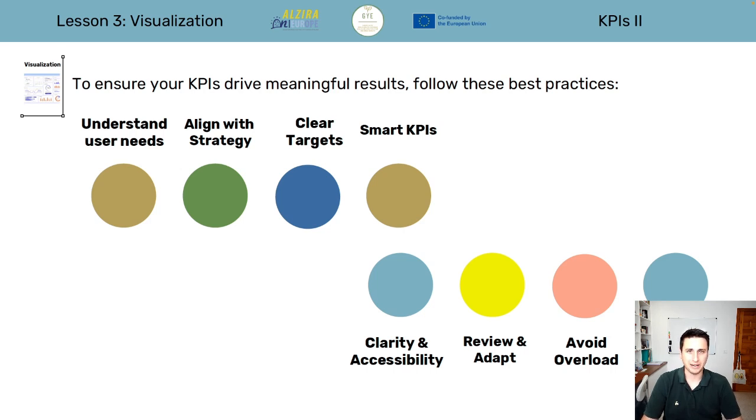Well, there are some best practices before defining the KPIs. The first one is to understand user needs. Too many KPIs is not good. It's better to have fewer KPIs, but targeted to the goal that we have and useful for the user. So first, practice empathy and understand user needs.